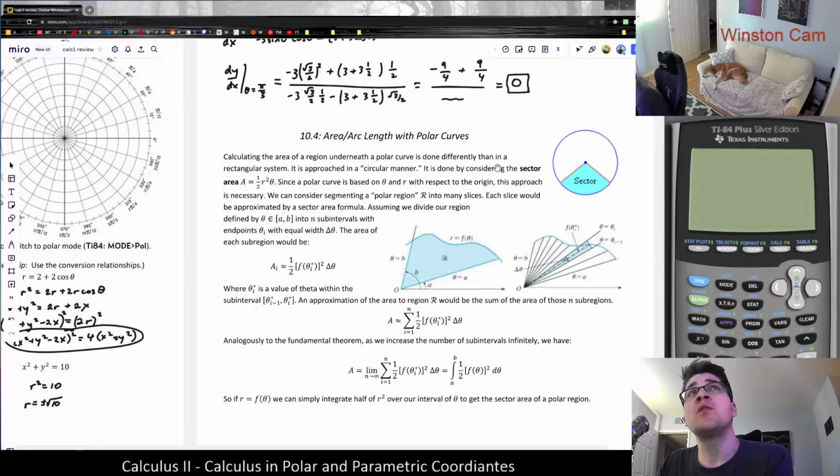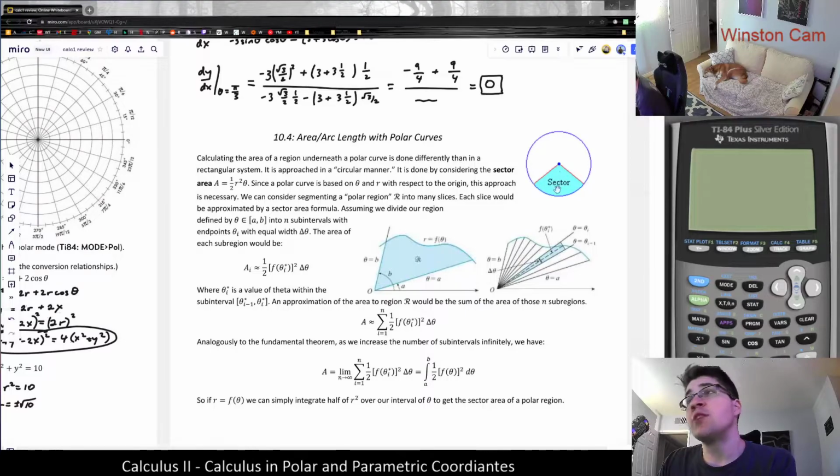And it all begins with what's called the sector area formula, because rectangles are very convenient for finding area under rectangular coordinates. Circular sections of area are more convenient with polar curves because they're very circular in nature. And if you recall, the area of a circular sector is given by the formula 1/2 r squared theta.